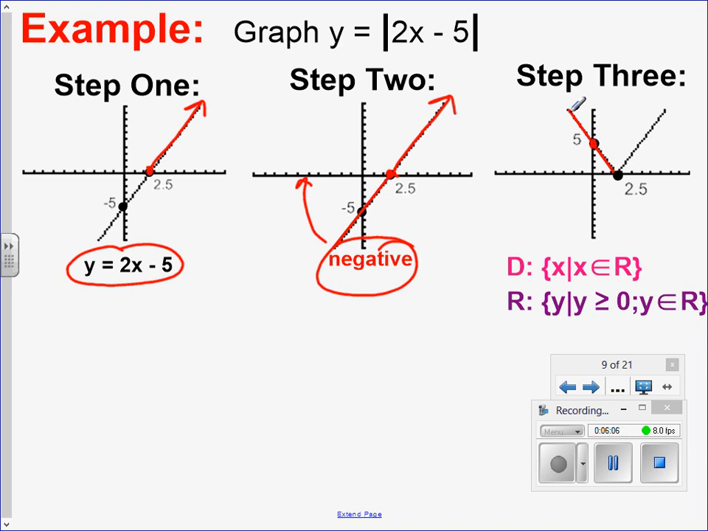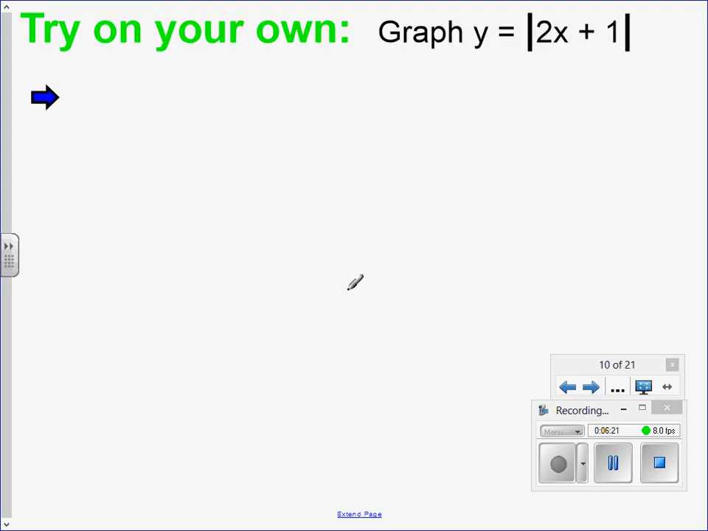So I graph the original function, identify the positive parts because they stay the same. If it's positive, it stays positive, and then identify the negative parts and reflect them above the x-axis. So I'm going to get you guys to pause the video and try this example, and then when you're done, press play and we'll compare our answers.